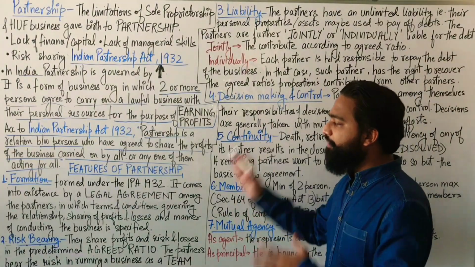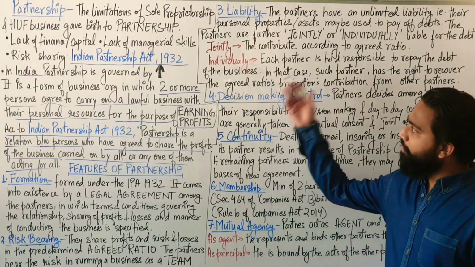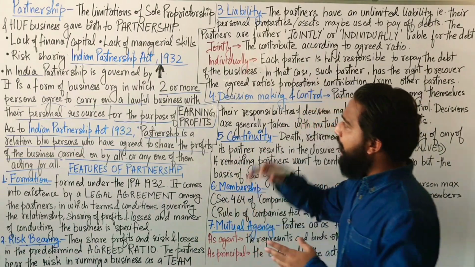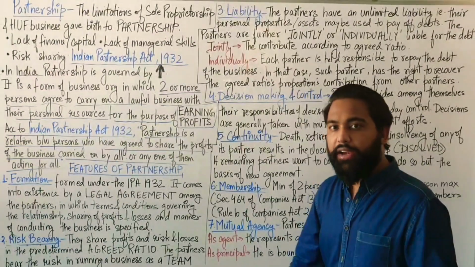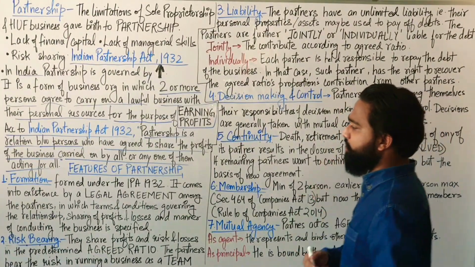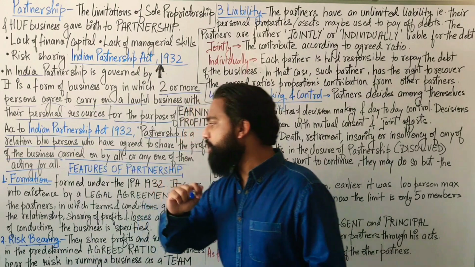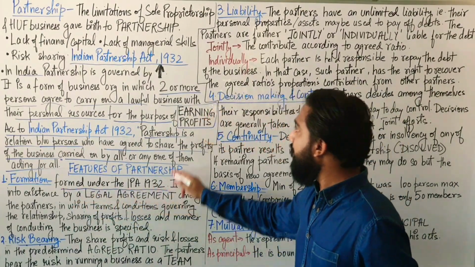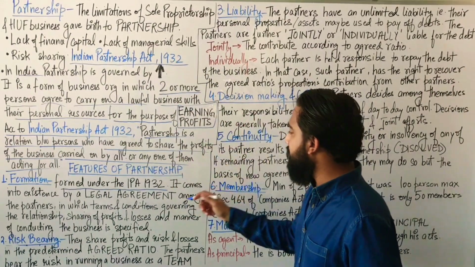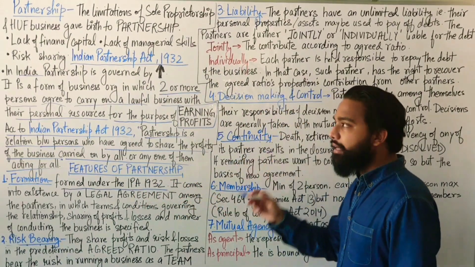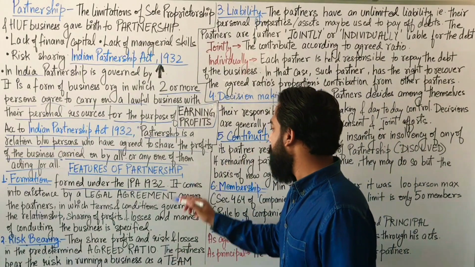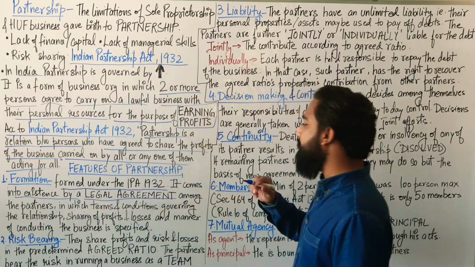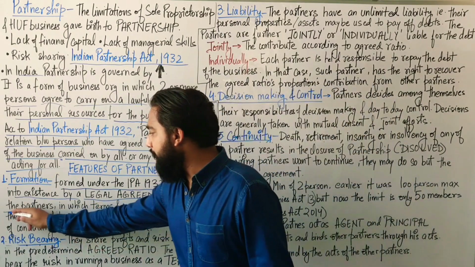Friends, let's start with the features of partnership. You have understood what partnership is, you have learned what the law says about it, and that it is governed by the Indian Partnership Act 1932. Now let's start with the features. The first feature is formation. How is it formed? As you all know, it is formed under the Indian Partnership Act 1932, IPA. It comes into existence by a legal agreement among the partners.